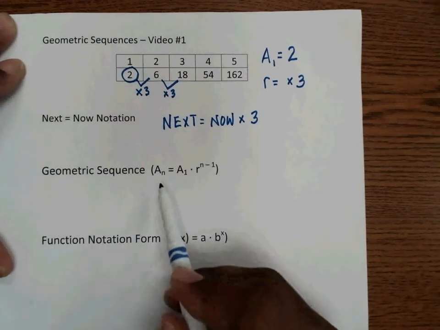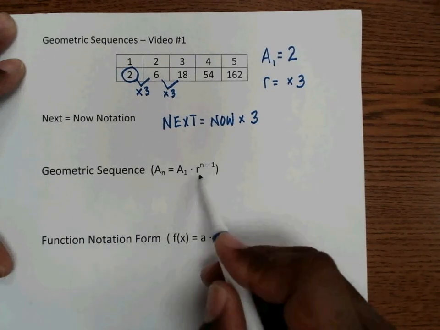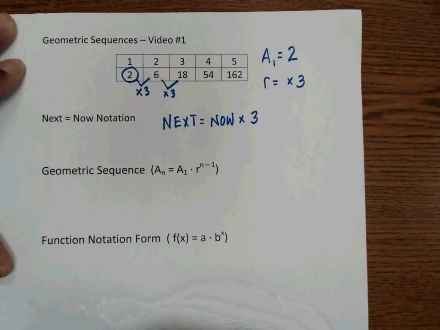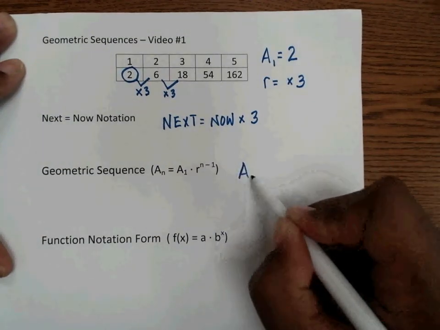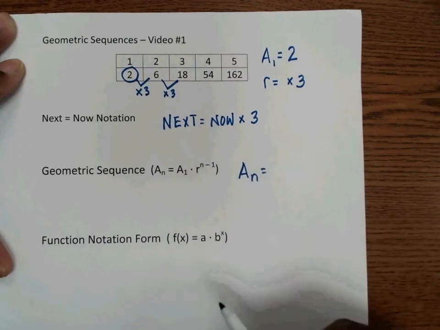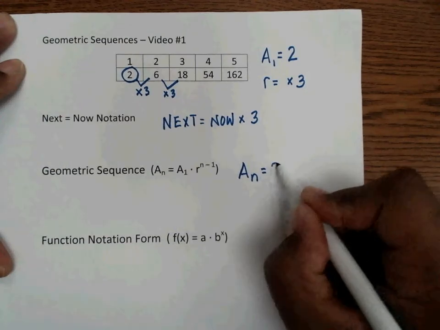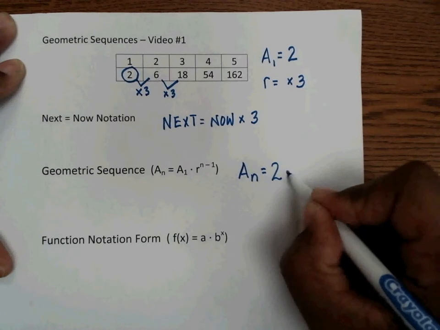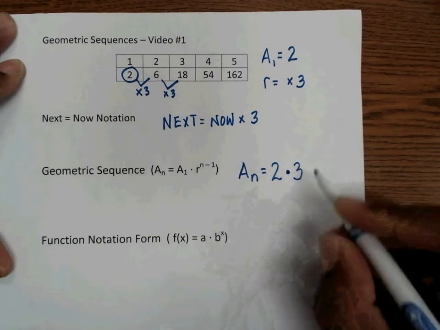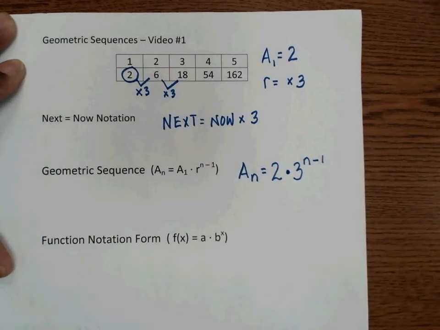As you see, the geometric sequence is a sub n is equal to a sub 1 times our constant multiplier or common ratio raised to the n minus 1 power. So we just plug in the information where it fits. The a sub 1 term was 2, and our constant multiplier or common ratio was times 3 raised to the n minus 1 power. This satisfies our geometric sequence.